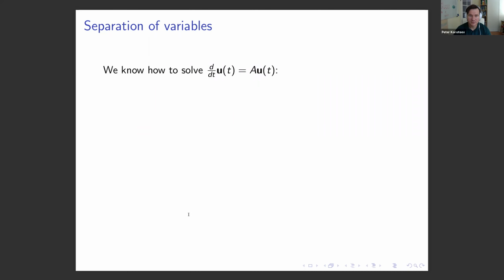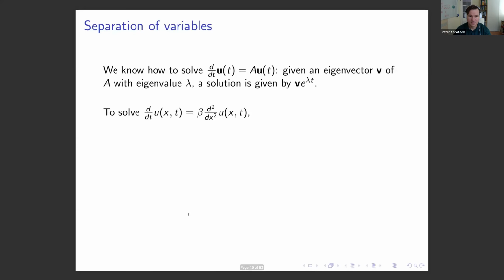So we know how to solve this equation. Given an eigenvector V of A with eigenvalue lambda, a solution is given by the exponent, right? It's V multiplied by e to the lambda t. So in order to solve d over dt u of x,t equals beta d2 over dx squared u of x,t, we want an eigenvector v of this operator on the right-hand side, beta d2 over dx squared.